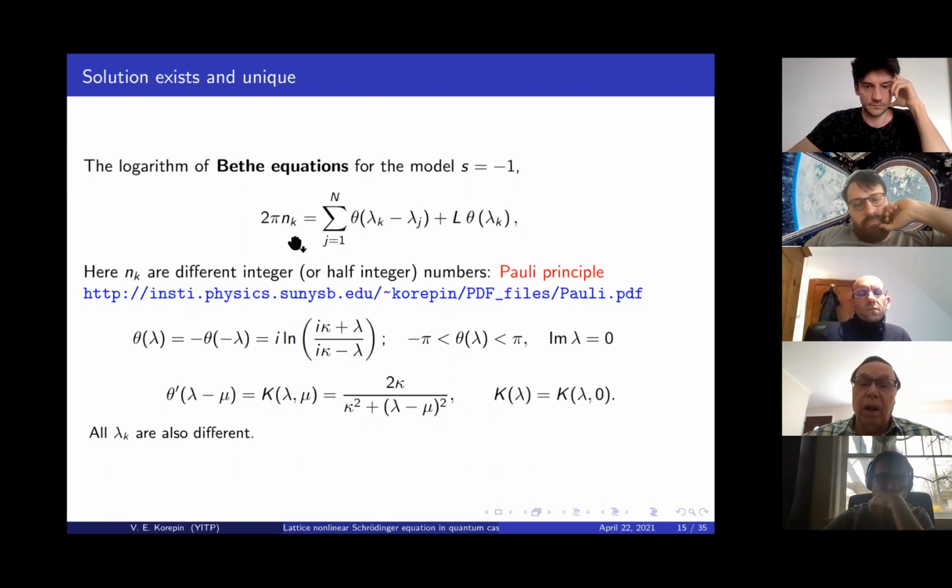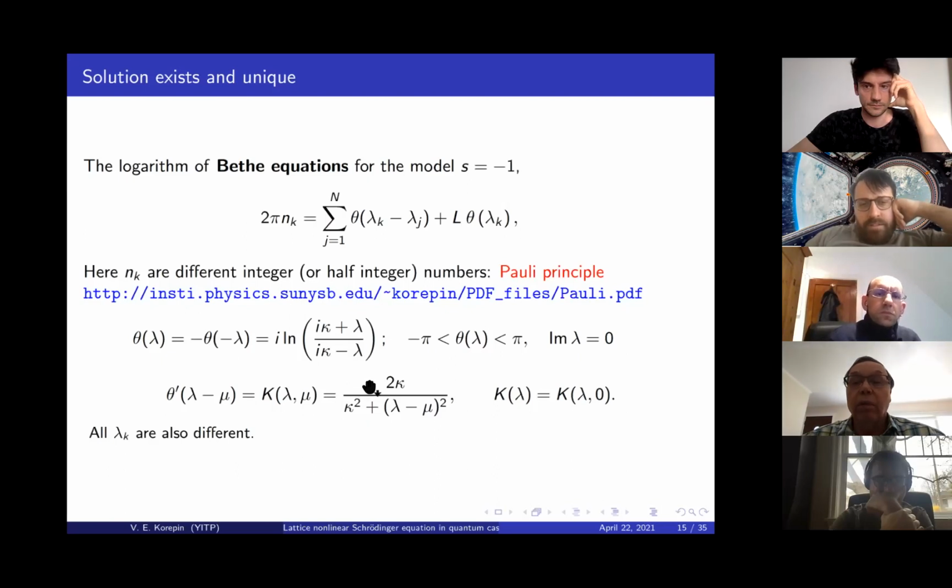So these are integers. I have a notation question. Your logarithm, is it the standard branch logarithm or is it actually arctangent? This is standard. What theta is equal to, I. The standard logarithm of (ik plus lambda) over (ik minus lambda). This is the standard, normal, usual logarithm.